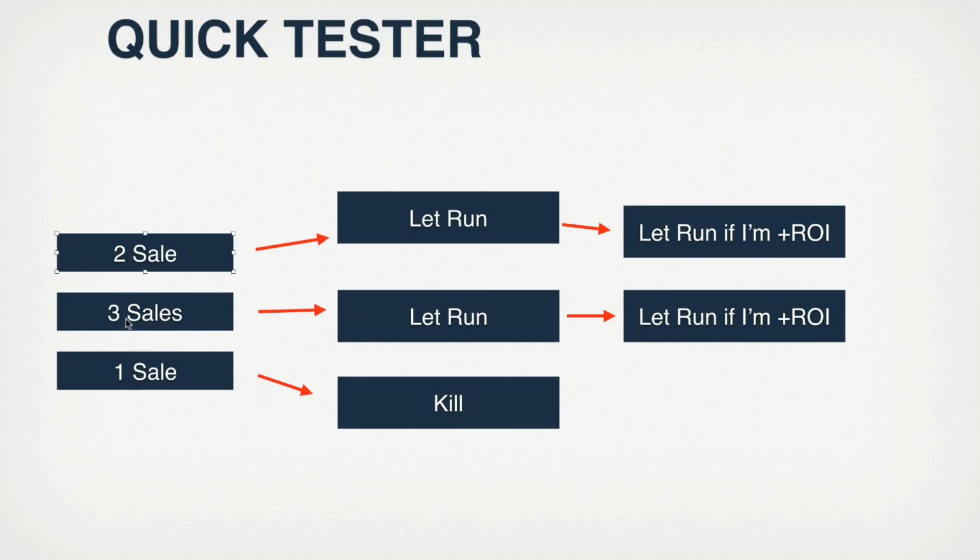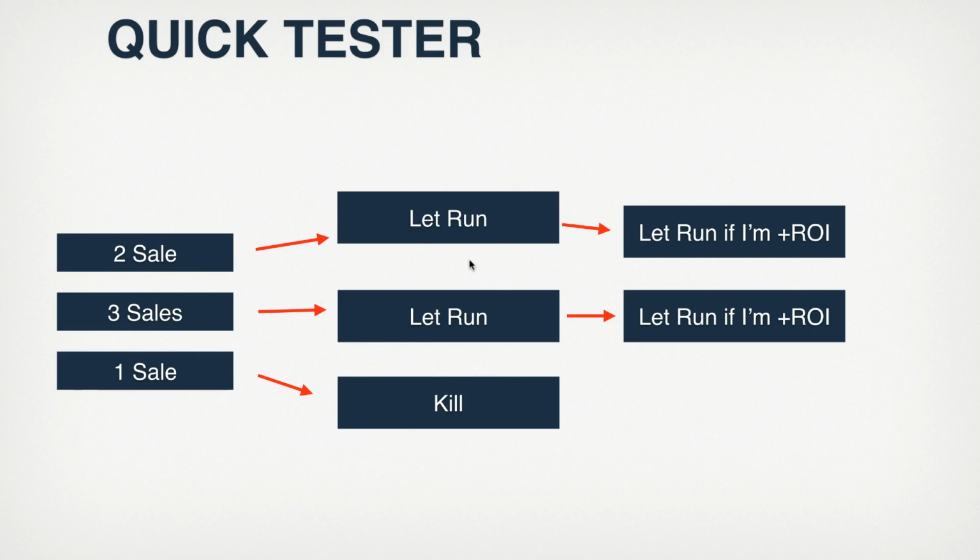And then I've still got 2 sales, 3 sales. I'm going to let them run, because if they're going to stay in positive ROI, I'm just going to let them keep running. As long as they stay in positive ROI, I'm going to let them run for a little bit, because I want to see if I can get more sales consistently. Once they get a consistent amount of sales, then I'll look at upscaling.